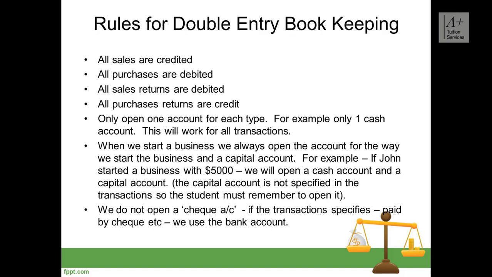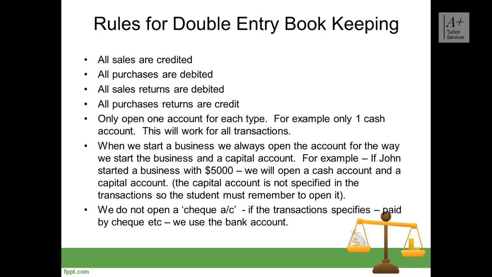The first rule, all sales are credited. All sales, whether it's a product sale, a cash sale, however they phrase it in the transaction, it is credited. All purchases are debited. Once somebody buys something from the business, it is debited because that represents cash coming into the business. All sales returns are always debited. So if we buy something from some outside supplier and we return the sales, we will get back money. So this will represent an increase in our money, hence it is debited.